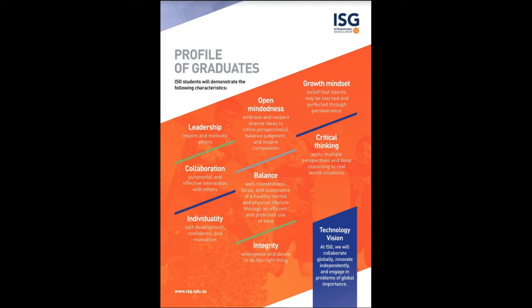Balance is the next profile of graduate characteristic. Well-roundedness, focus, and sustenance of a healthy mental and physical lifestyle through an efficient and proficient use of time. Last in that column is integrity. That means a willingness and desire to do the right thing. Growth mindset is next. It means the belief that talents may be learned and perfected through perseverance. And finally is critical thinking, which means apply multiple perspectives and deep reasoning to real-world situations.